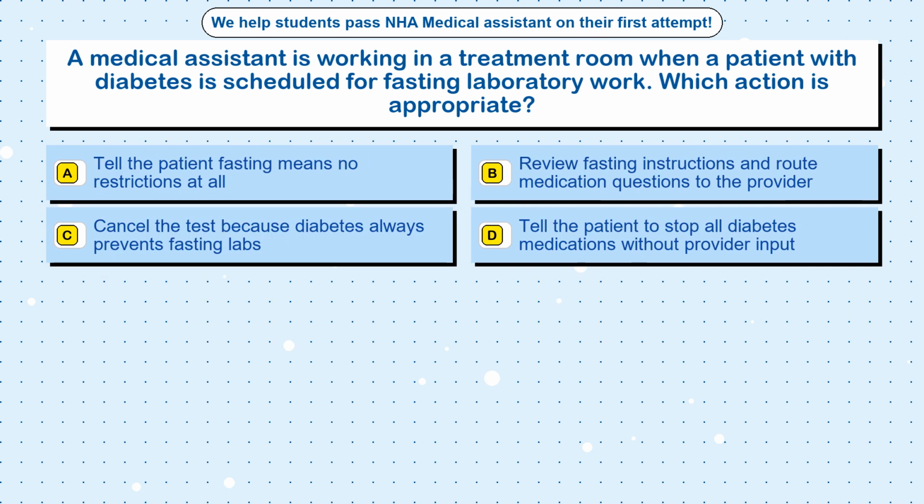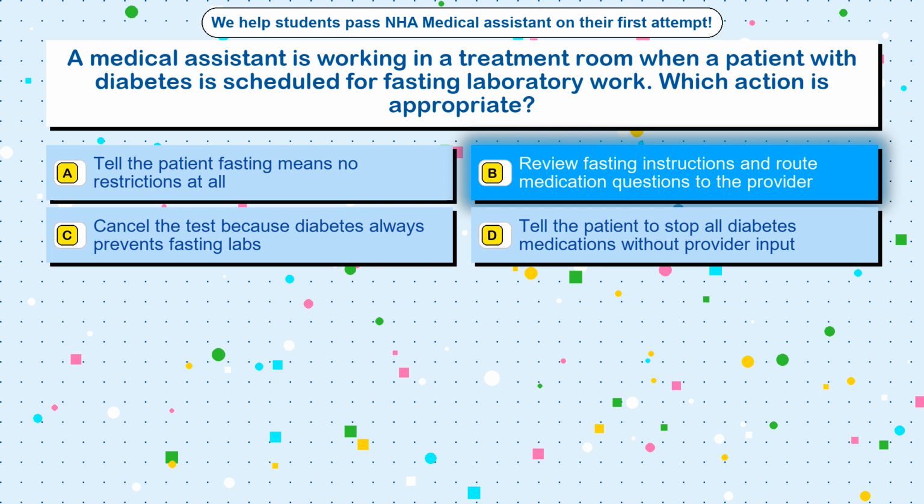Question 42. A medical assistant is working in a treatment room when a patient with diabetes is scheduled for fasting laboratory work. Which action is appropriate? Option A. Tell the patient fasting means no restrictions at all. Option B. Review fasting instructions and route medication questions to the provider. Option C. Cancel the test because diabetes always prevents fasting labs. Option D. Tell the patient to stop all diabetes medications without provider input. The correct answer is option B. Review fasting instructions and route medication questions to the provider.